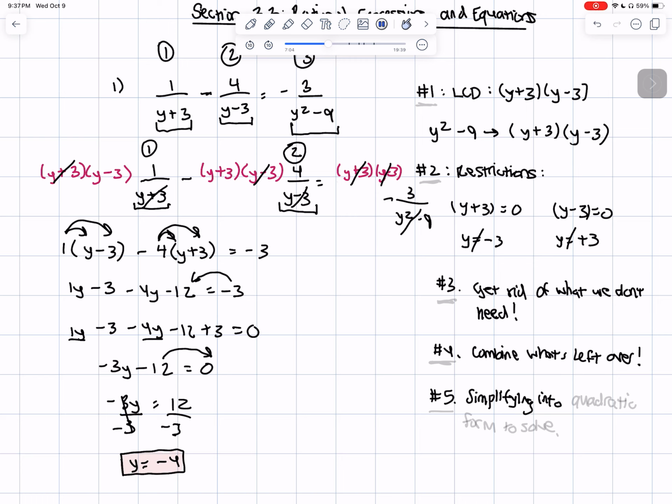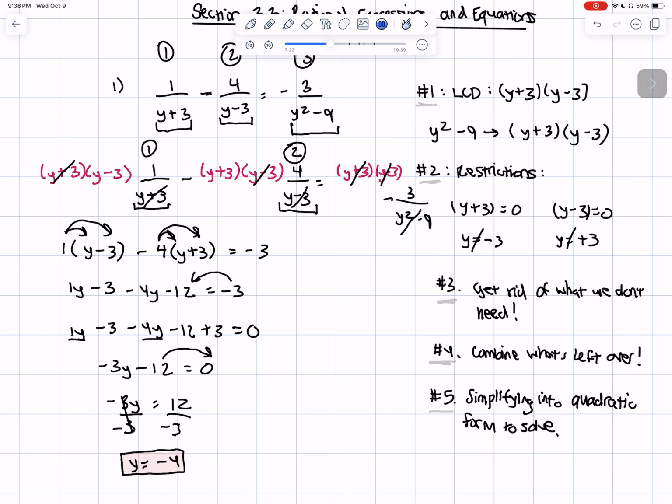Into quadratic form to solve. So I know there's more steps than what he gave you in the book, but this is what I would do, just breaking it apart into each step so I understand what's going on.